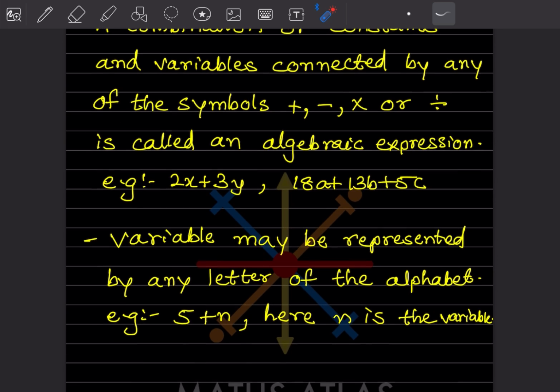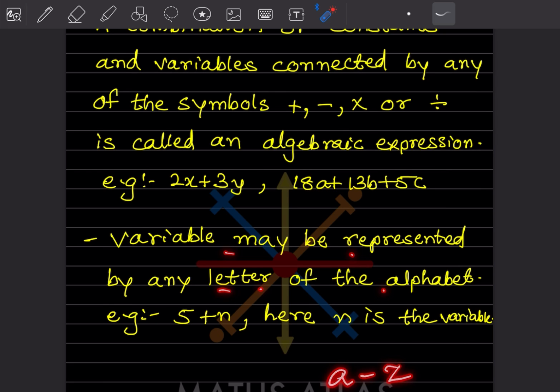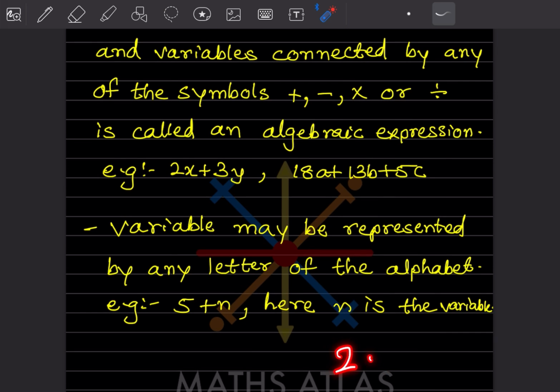And so on. Now, what is a variable? A variable may be represented by any letter of the alphabet, from A to Z, anything we can write. Suppose we write 2a, this is the variable, or 2x or 2y. Any number here is called the coefficient and this is called the variable. We can write, for example, 5 plus n. This n is the variable.